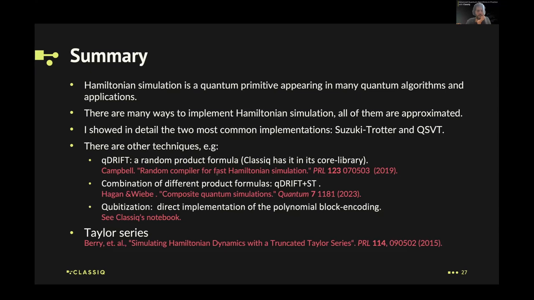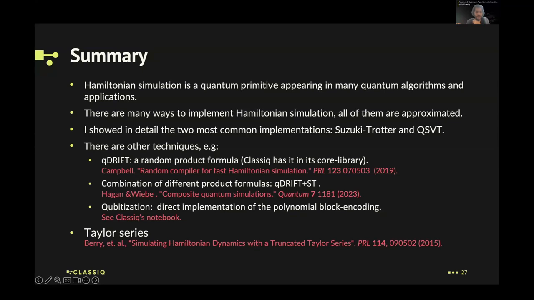Let me summarize. I hope I convinced you, at least in the beginning, that Hamiltonian simulation is a quantum primitive that appears in many quantum algorithms and applications. There are many ways to implement it, and all of them are essentially approximated. I showed you in detail the two most common ways to implement Hamiltonian simulation, which are Suzuki Trotter and QSVT. Of course, there are others.